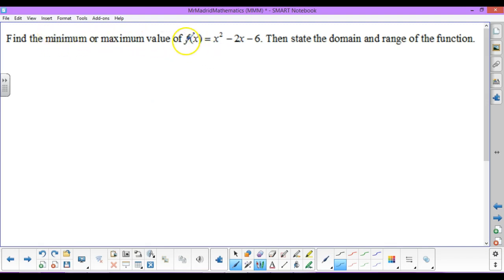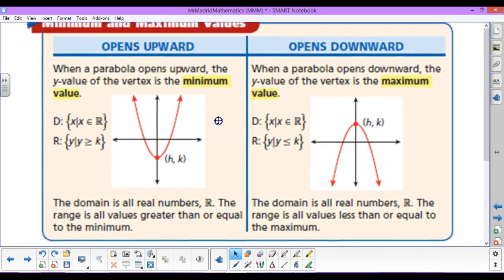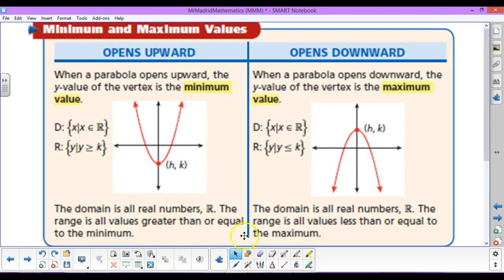Find the minimum and maximum value of f of x, then state the domain and range. Okay. Sounds kind of cumbersome, but with your notes from yesterday, and here's a review of those notes. Okay, I want you guys to look at it one more time. So we covered the vertex and a couple of those features.